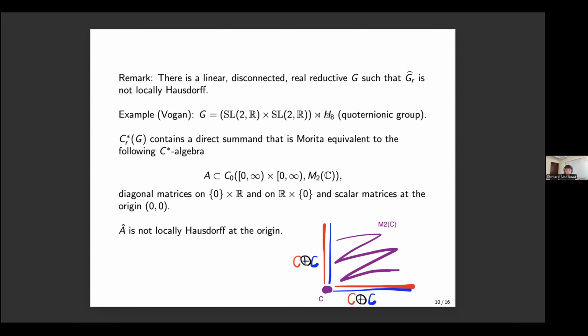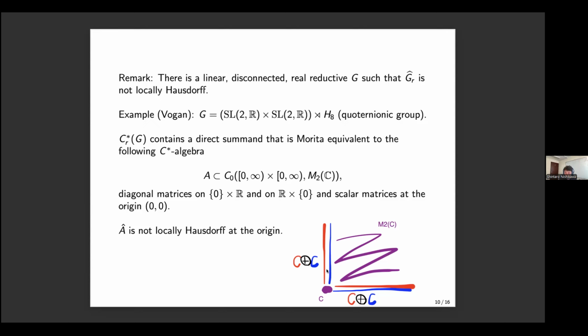Okay, the point is the center acts trivially. That's the only thing you might want to remember. So for this G, you see this is disconnected. C star G contains a direct summand, and long story short, that is Morita equivalent to the following C-star algebra. It's very simple. It's a cone of M2C, tensor cone of 0 to infinity cross 0 to infinity, and it's diagonal matrices at the walls, 0 R and R 0, but also it's a scalar at the origin.